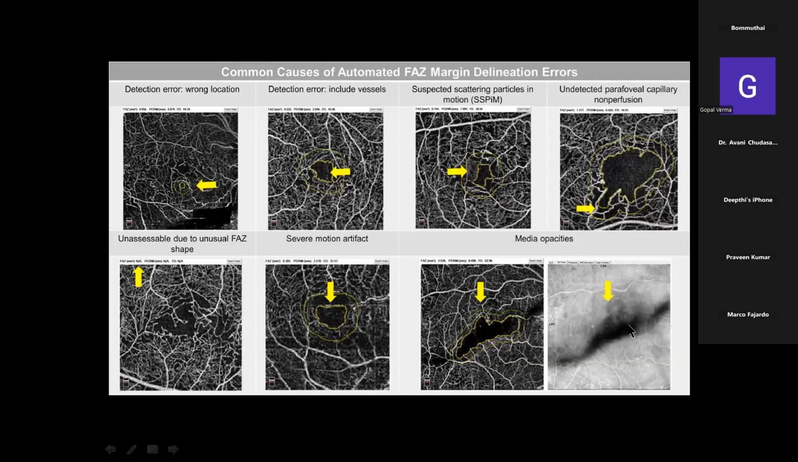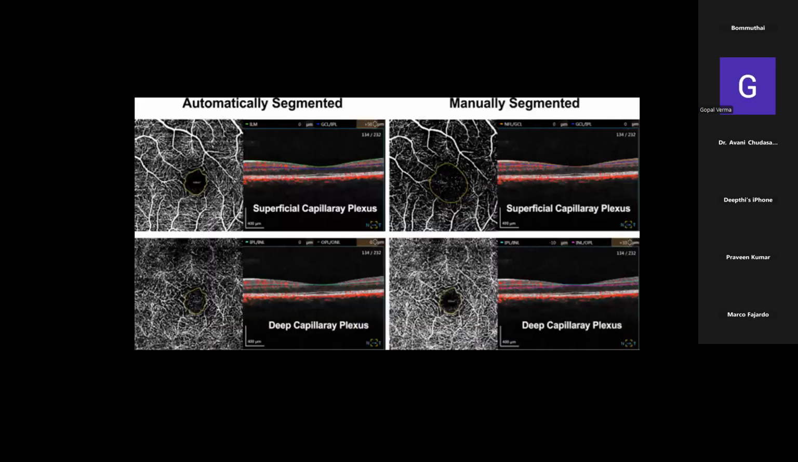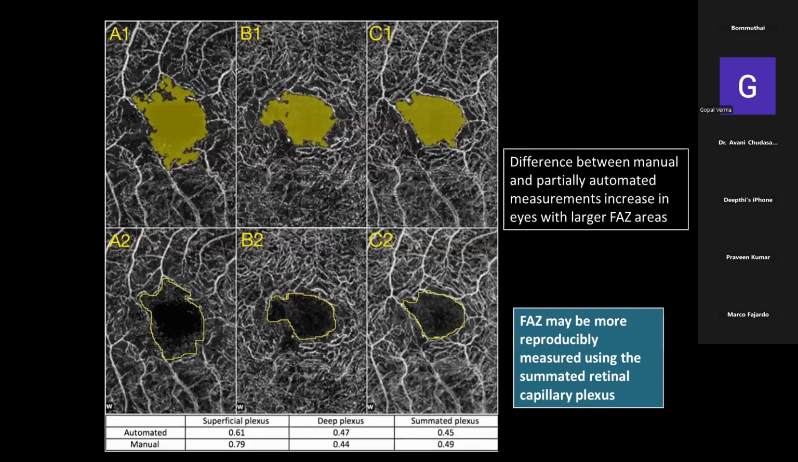Sometimes a media opacity casting a shadow on the foveal avascular zone prevents proper readings of the foveal avascular zone. And of course, sometimes there could be differences, as I told, between machines. You can do a manual segmentation and an automated segmentation. Both can give different readings in foveal avascular zone measurements. Sometimes what happens, some studies have shown, is that you should not take the superficial capillary plexus and deep capillary plexus separately.